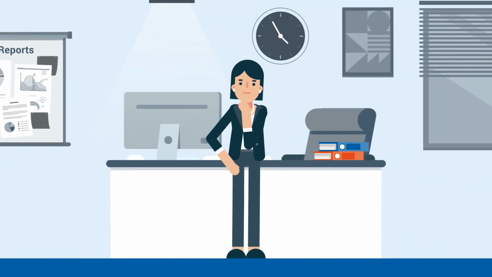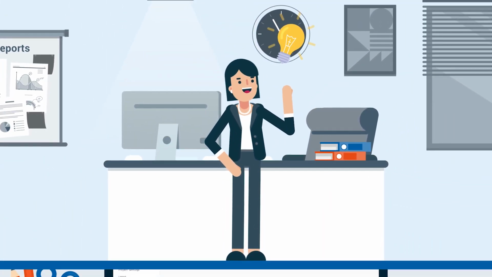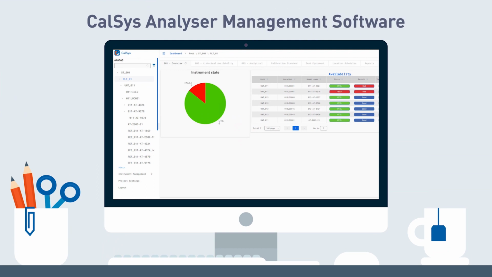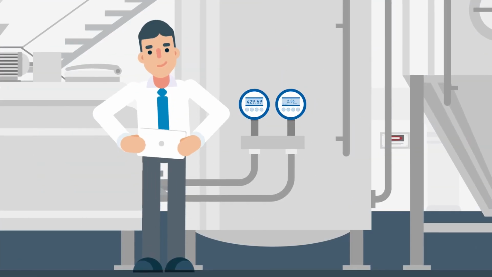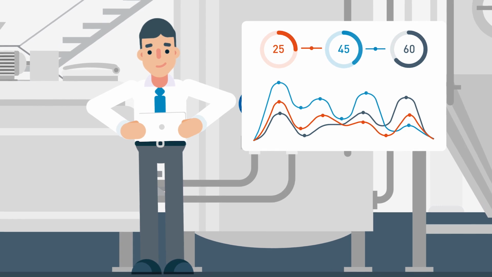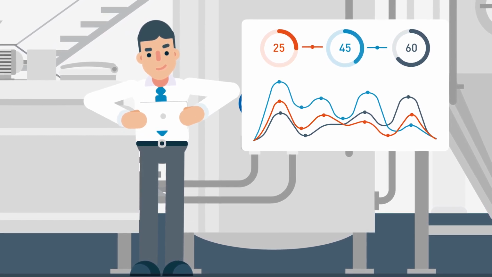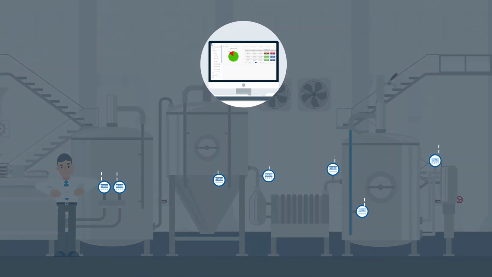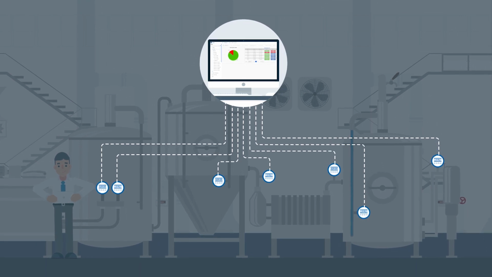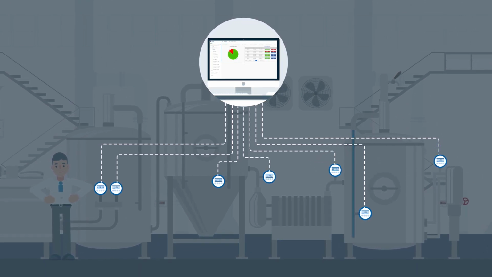And then I discovered the solution: CalSys, analyzer management software from KROHNE. CalSys gives us device-level details and an overview on the plant level, streamlining our analyzer management. And with its scalability in mind, CalSys can virtually support any number of devices we have.